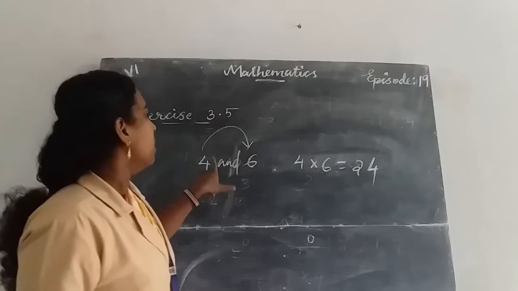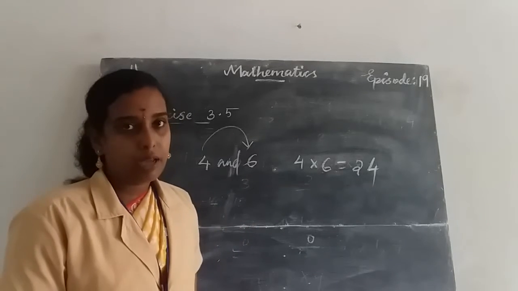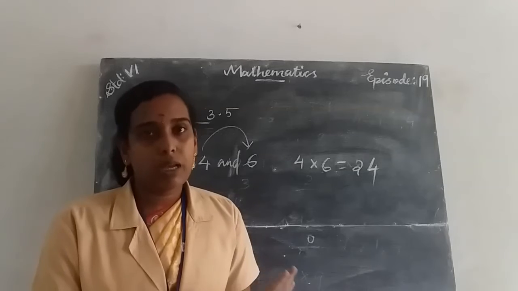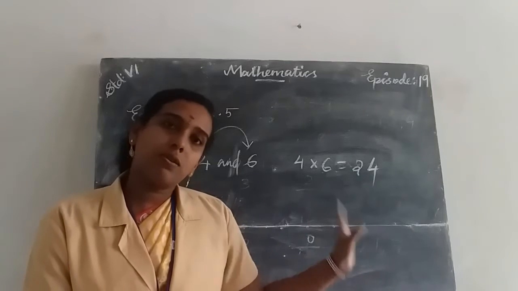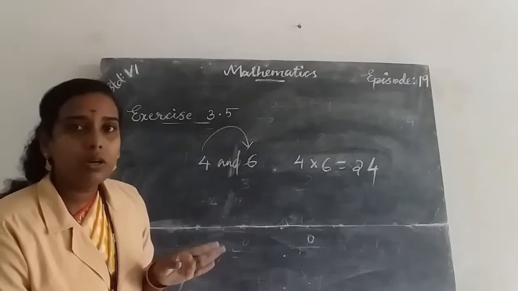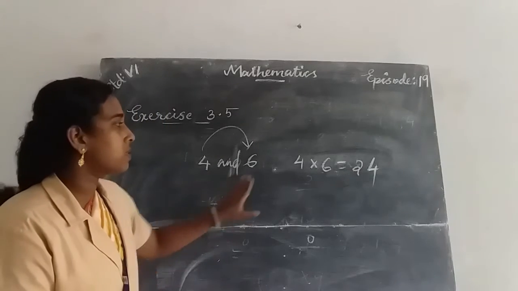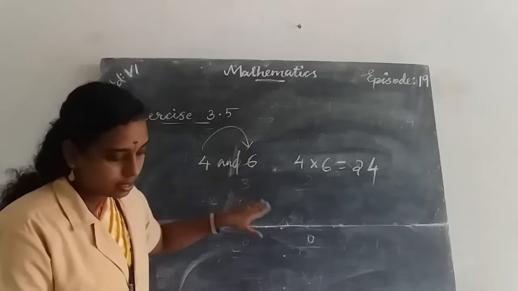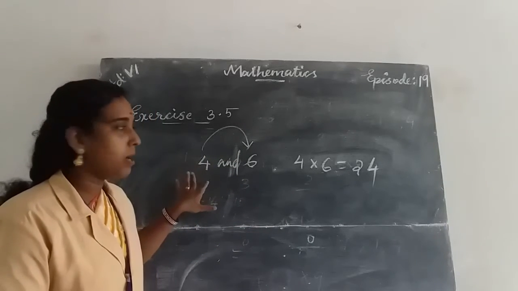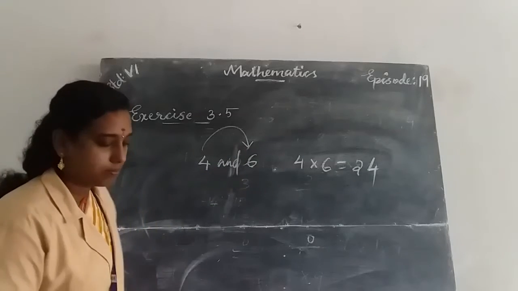Okay. So because 4 and 6 are not co-prime numbers, but the first numbers given, 2 and 3, are co-prime numbers, the given number is also divisible by the product. Here 4 and 6 are not co-prime numbers. So it is not necessary that a number divisible by both 4 and 6 must also be divisible by their product. Okay.